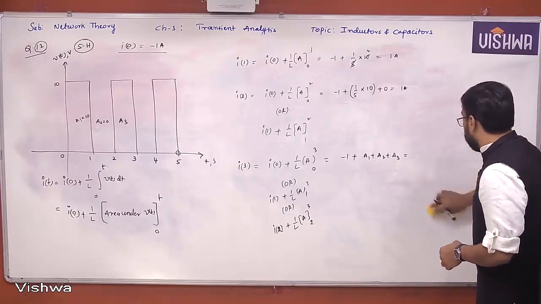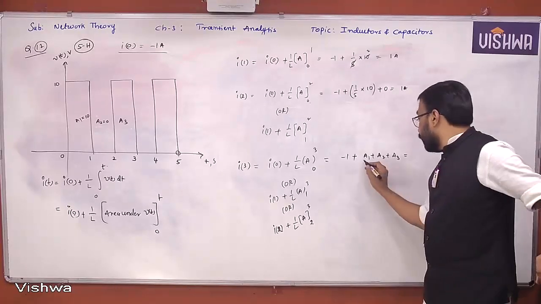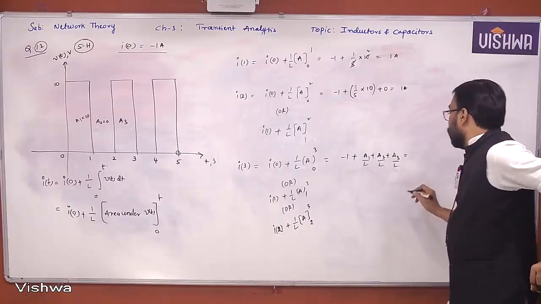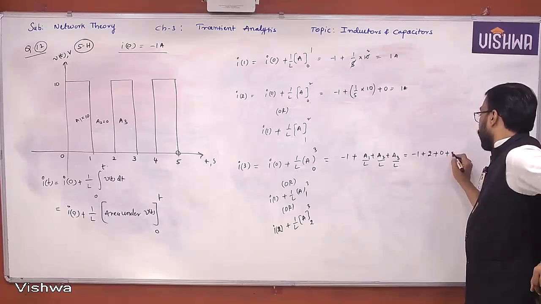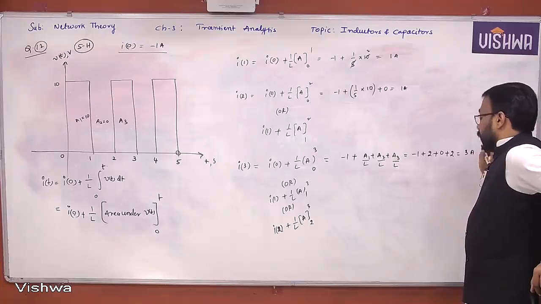Let me write it clearly. I've just written directly, but I would like to. It's not simply A1, A1 by L, A2 by L, A3 by L. So finally you got minus 1 plus 2 plus 0 plus 2 again. How much you got? 2 plus 2? 4. 4 minus 1, it is 3. So 3 amperes you got.